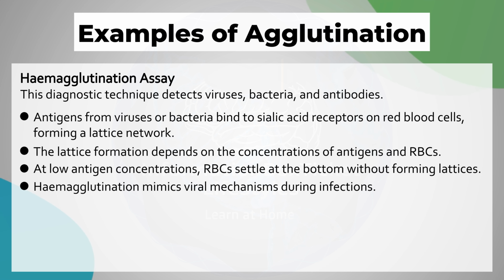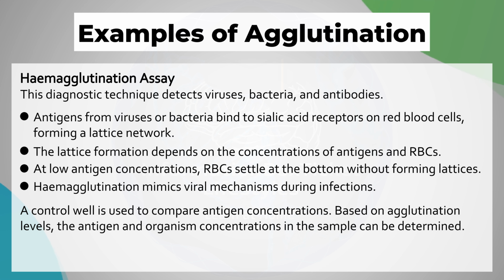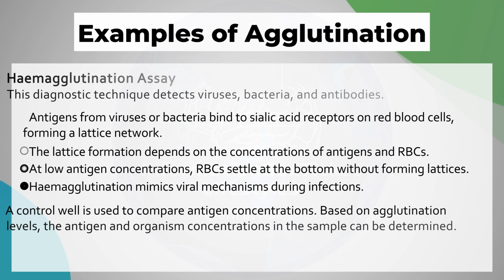Hemagglutination mimics viral mechanisms during infections. A control well is used to compare antigen concentrations. Based on agglutination levels, the antigen and organism concentrations in the sample can be determined.